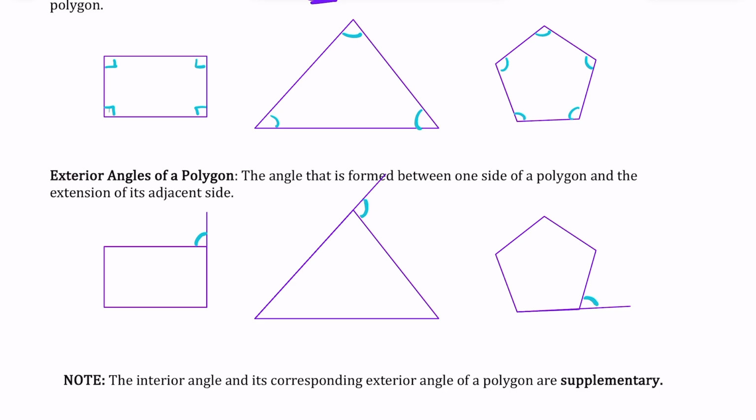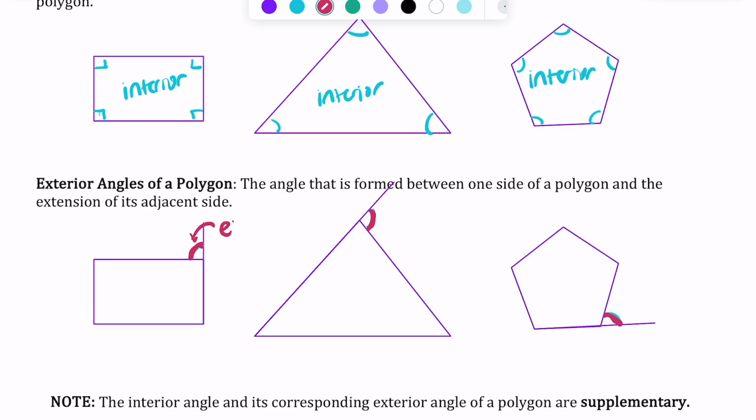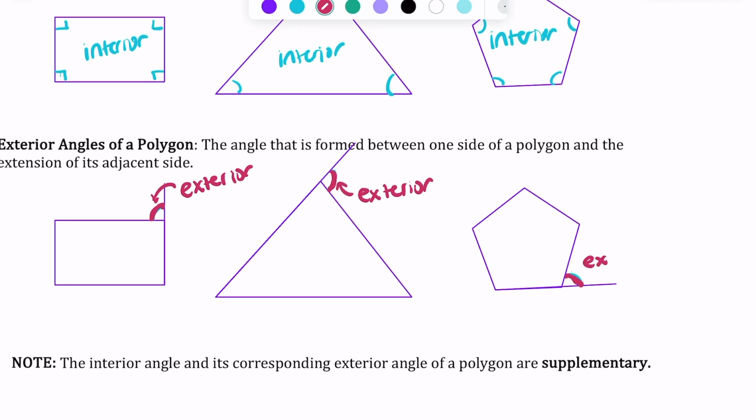So up above, these were interior. But on the bottom here, we'll maybe label them in a different color. These ones are exterior. So it's formed from an extended side and one of the pre-existing sides.